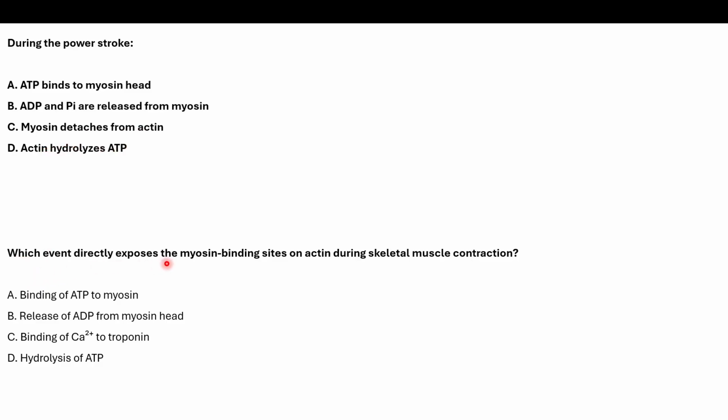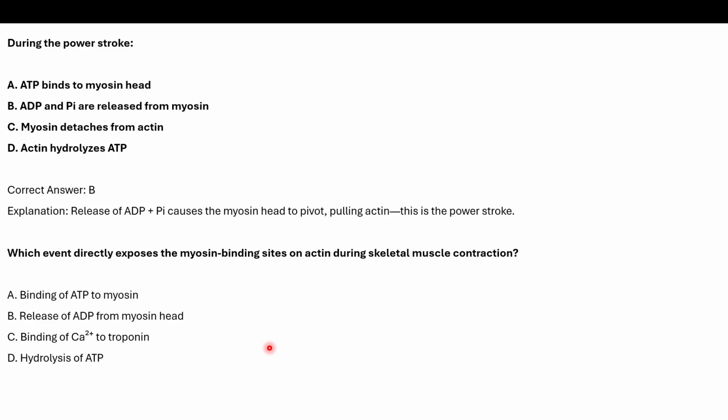So, which event directly exposes the myosin binding sites on actin during skeletal muscle contraction? So, as soon as the ATP is hydrolyzed, tropomyosin can move away from the myosin binding sites, and eventually myosin can come and bind to it. Okay, so the correct option is release of this part, release of the hydrolyzed ATP causes the myosin head to pivot, pulling actin. This is the power stroke.